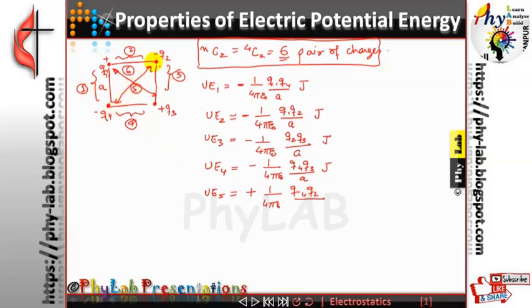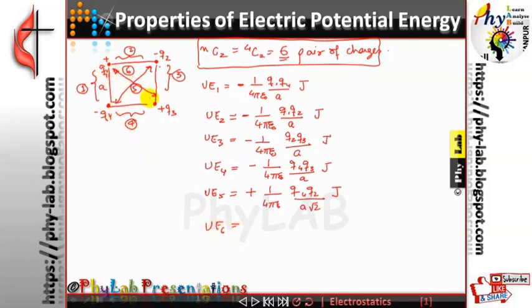That distance of separation is the diagonal of the square. And that happens to be A root 2 joules. I believe you all know how to calculate the diagonal, so I've just written it down directly. Now, is there any pair left? That is the sixth pair. What is the potential energy of the sixth pair?